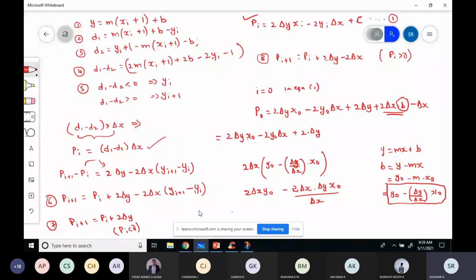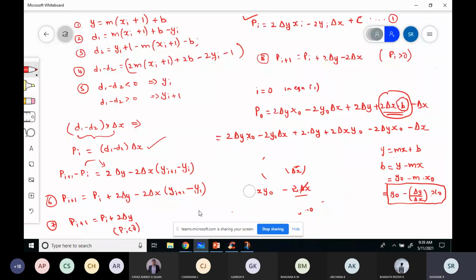After that, I'm multiplying with 2 times delta x. So x and x will get cancelled. So the output will be 2 delta x y naught minus 2 delta y x naught. So this part I'll replace with 2 delta x y naught minus 2 times delta y x naught minus delta x. So what I'm doing is replacing the value of b with this part, and I've simplified it in that line itself.